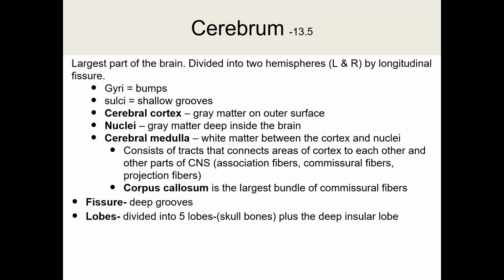And our lobes, we technically have five. This is the one that is always forgotten, the insula or the insular lobe. So we have five lobes that match up with the skull bones if we include the insula. Frontal, parietal, occipital, temporal, those are our skull bones and our lobes. And then we add the insular lobe as our fifth lobe, which is a very deep structure.